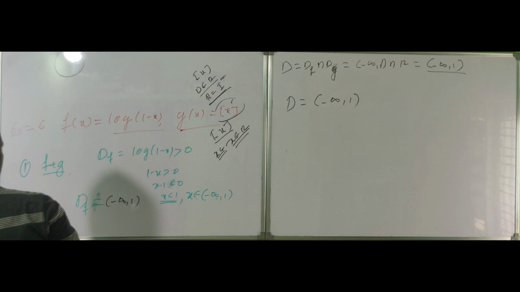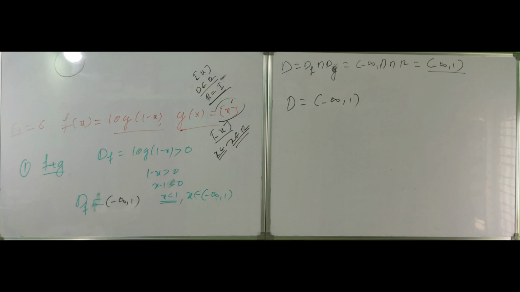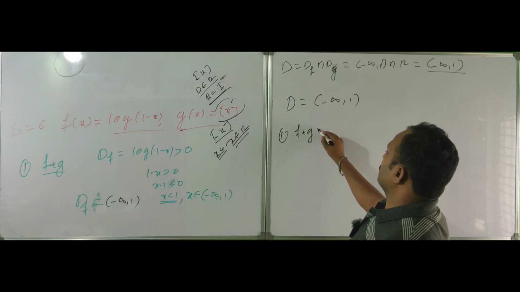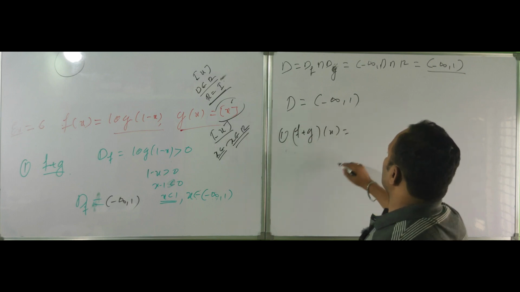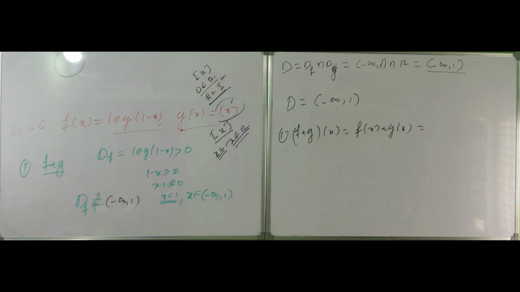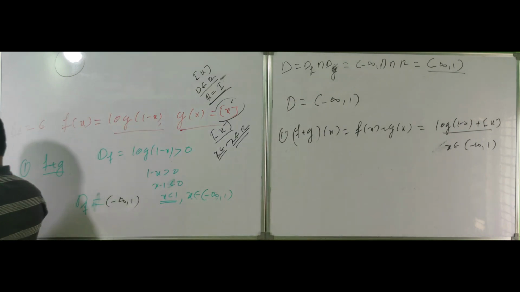Then let's see f plus g, f minus g, f into g. First one is f plus g of x, which is equal to f of x plus g of x, which is log of 1 minus x plus the greatest integer of x. The domain is x belongs to minus infinity to 1. That's the first one.